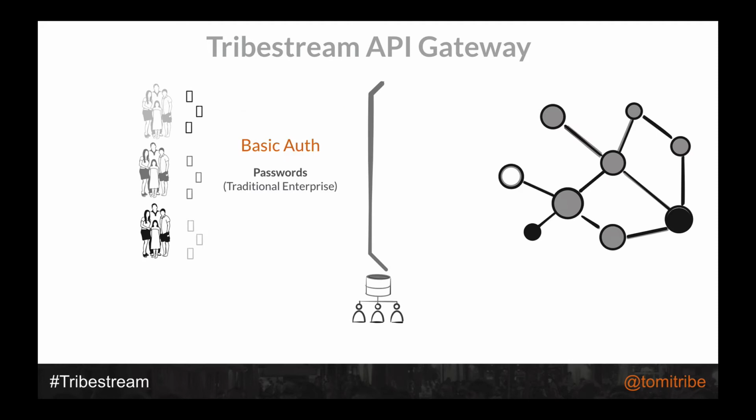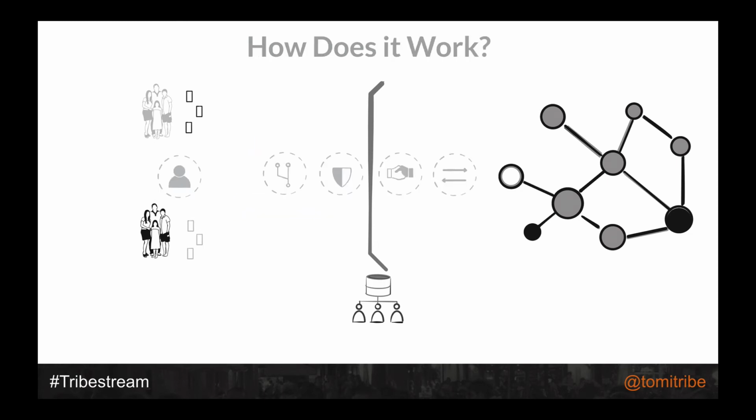Tribestream API Gateway supports, of course, basic auth. We support modern OAuth 2 with JSON Web Tokens, which we like to describe as the Google Facebook style of security. It's perfect for single sign-on and targeted towards mobile and desktop scenarios with lots of users on the other side. The Tribestream API Gateway also supports what we would call the Amazon style of security, which is perfect for business-to-business integration. So how does it work internally?